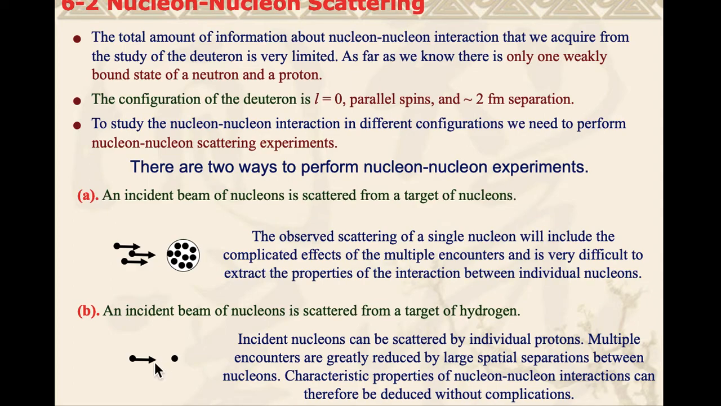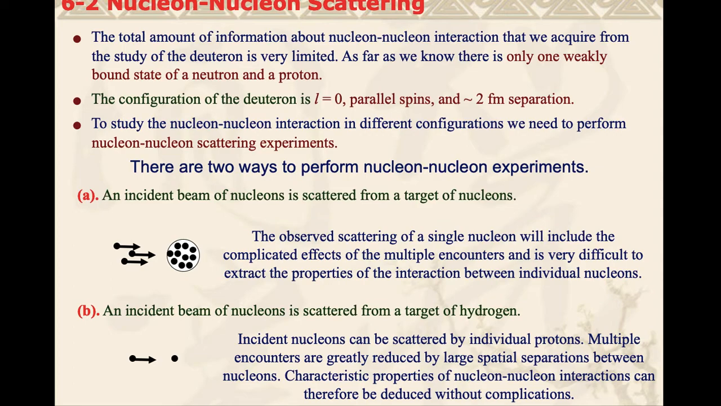So, you need a single nucleon as the target. So, an incident beam of nucleons is scattered from a target of hydrogen, because in hydrogen you have only a single nucleon. So, you can have either neutron-proton scattering, or proton-proton scattering. And incident nucleons can be scattered by individual protons.